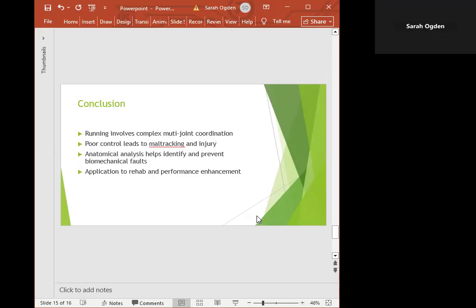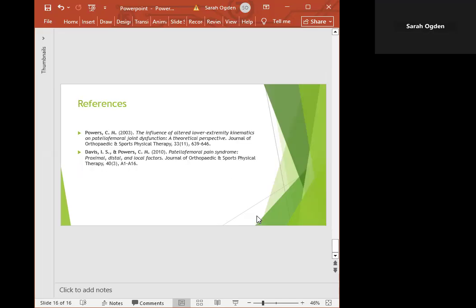I also have a page just with a few references of where I got my information from for the PowerPoint. I'll just leave them up there for a second. But all in all, that is my video analysis of the 5 frames of different movements and functional anatomy to do with running and runner's knee. So thank you very much for listening.